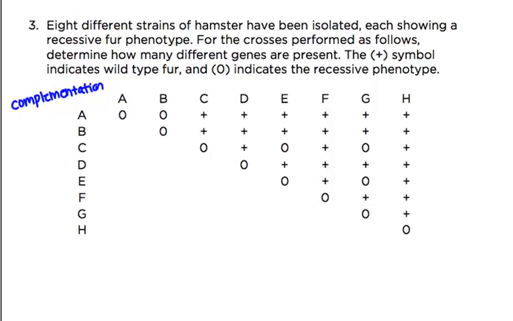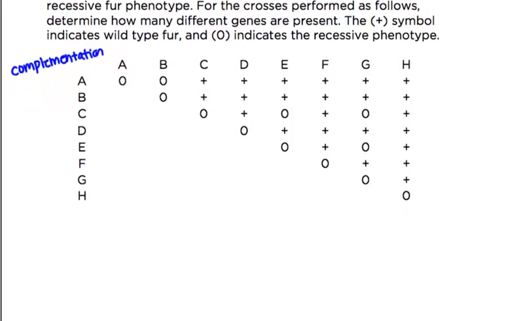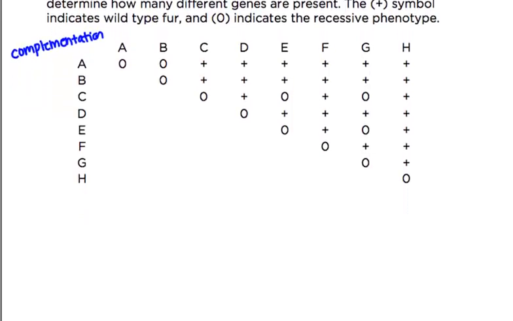So when you do a complementation, if you do, let's say, strain 1 times strain 2, and they both have a recessive fur phenotype, but their offspring, the complements, have wild-type fur, that means that these mutations, mutation 1 and mutation 2, were on different genes.